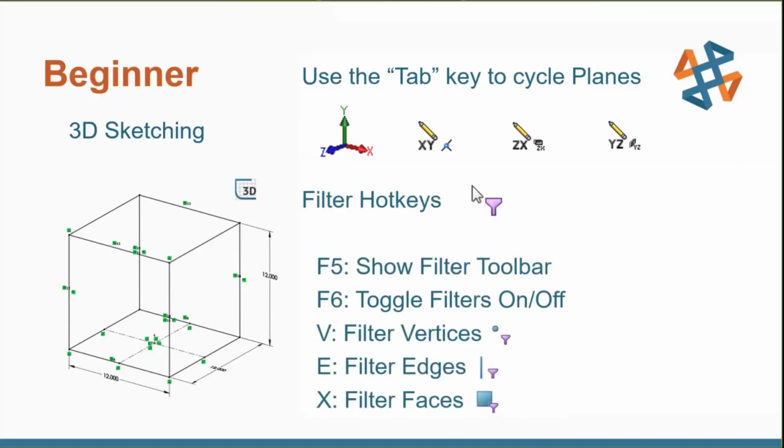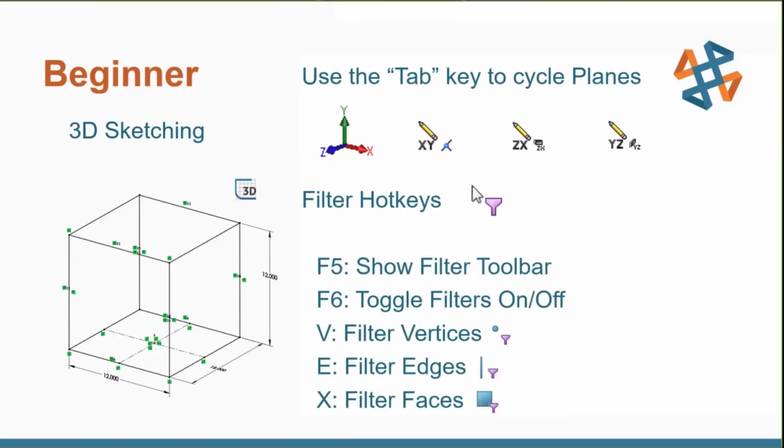And then here's all of those hotkeys. So F5 will show the toolbar, F6 will toggle them on and off, and then filter vertices, edges, and faces, the hotkeys for these by default are V, E, and X. And unfortunately, the X and V keys are very close to the space bar. So those are the ones most commonly hit inadvertently on accident when you're just trying to hit the space bar or something else on your keyboard. You may accidentally turn those on. So anytime you see that filter, that means you've got the filter hotkeys on, and you can easily turn those off. So that was my beginner topic.